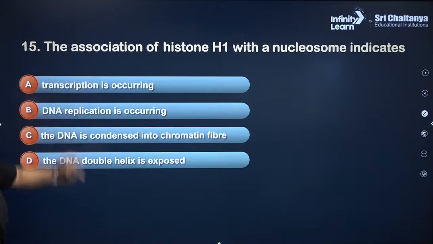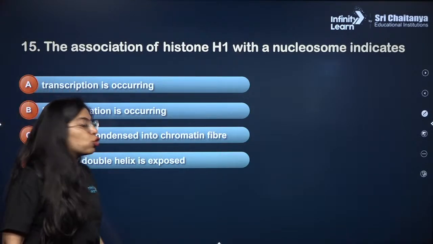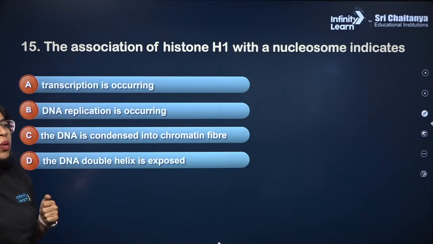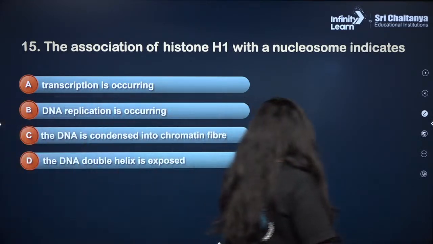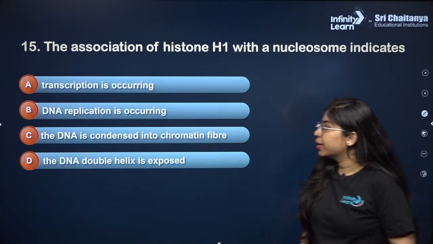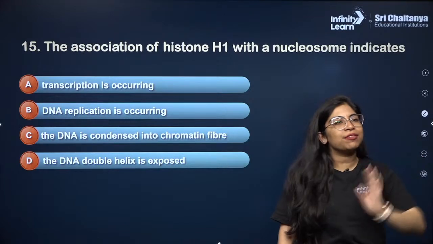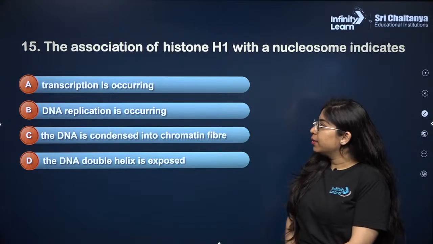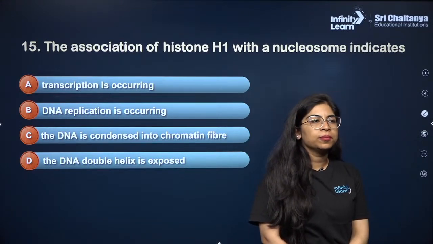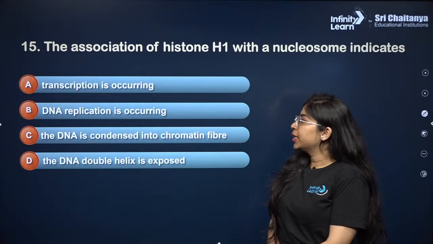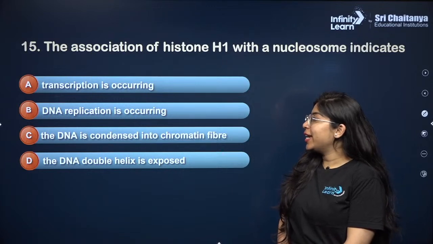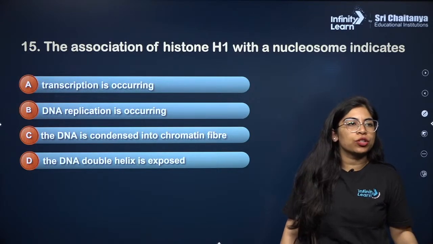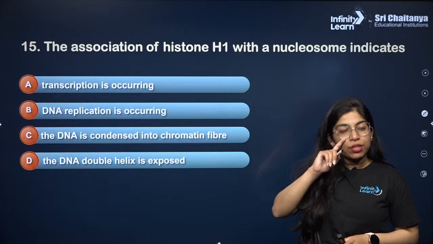Very good, everyone. The association of histone H1 with a nucleosome indicates what? Bhargavi, focus on this one very fast. It's a small one. I'm talking about H1 histone. Beta, H1 is a linker histone in a nucleosome. What does it represent? It is a very easy one, this question. What do you think it is? Transcription is occurring, replication is occurring, DNA is condensed into a chromatin fiber, or is it DNA double helix is exposed? What is it, everyone? Giving you only 30 seconds more.